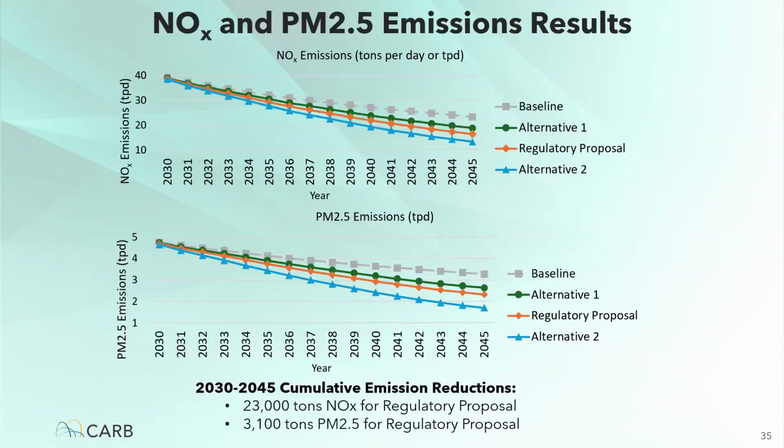This slide presents the NOx and PM2.5 emission reductions under the proposal and the 2 alternatives. Results are shown in annual tons reduced per day between 2030 and 2045. The proposal, represented by the orange line, has cumulative NOx reductions of 23,000 tons between 2030 and 2045, and cumulative PM2.5 reductions of 3,100 tons. Similar to GHGs, NOx and PM2.5 reductions for Alternative 1 are fewer than the proposal, while Alternative 2 achieves greater reductions for both pollutants.